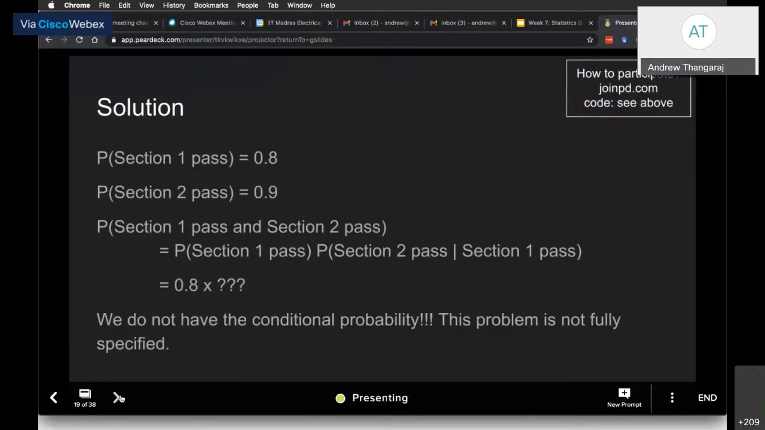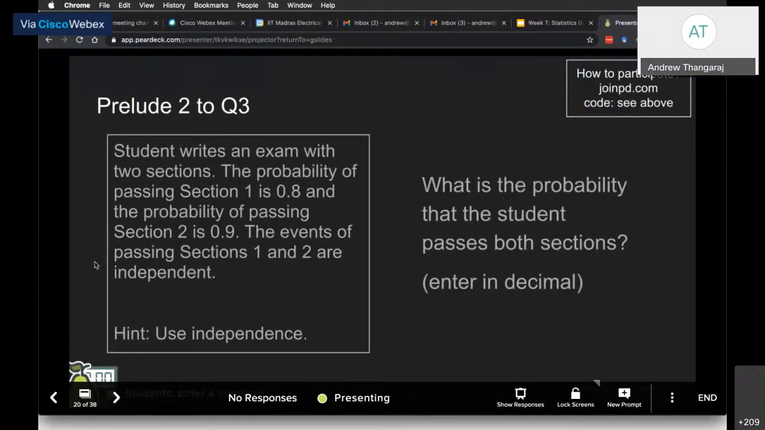So let me just modify this question where I've said here the events of passing section 1 and 2 are independent. I'm going to give you that now, right? So now you can use independence. Okay, now you can use independence, and then the question of passing both sections can be quite easily answered. People are now happily entering the response.